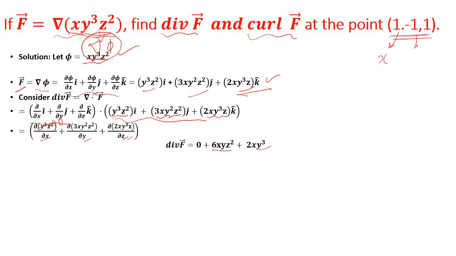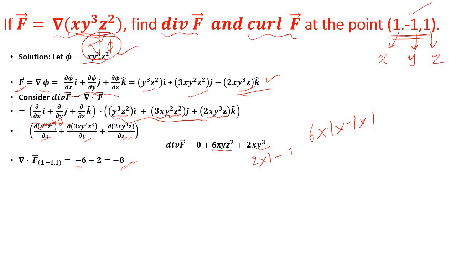This is my divergence of a vector f, but I want to find this at this point, means x is 1, y is minus 1, z is 1. Replace that, you will get minus 8. Observe here, 6 into 1 into minus 1 into 1, so we will get minus 6. And here 2 into 1 into minus 1 whole cube is minus 1, so minus 2. So that gives minus 8. So this is divergence of a vector f at a given point.